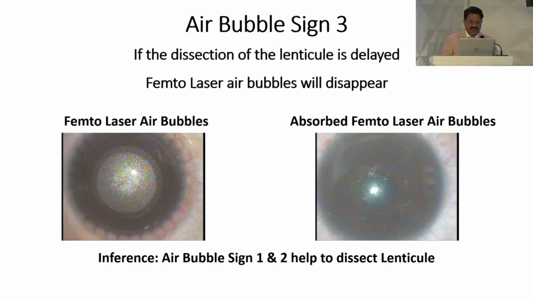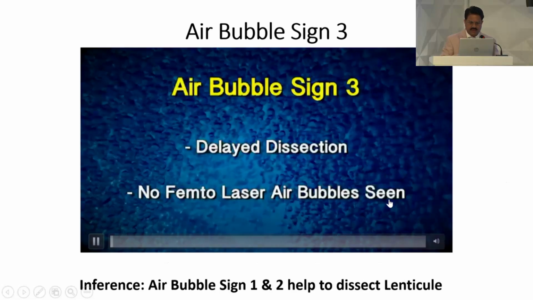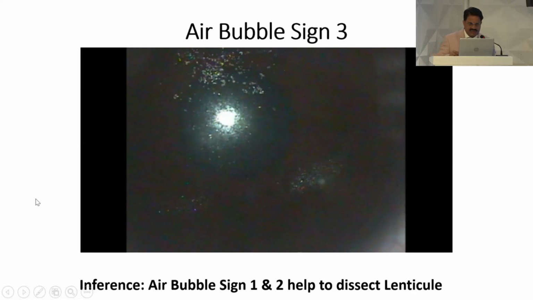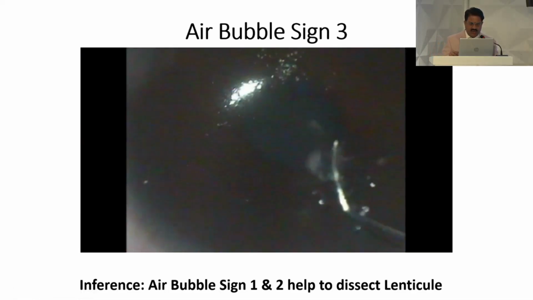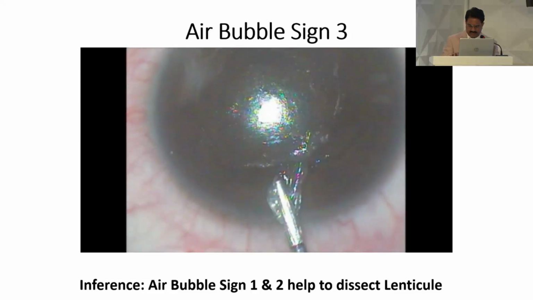Air bubble sign 3: if the dissection of the lenticule is delayed, femtolaser air bubbles will disappear. You can take help of air bubble signs 1 and 2 to dissect this lenticule. As you can see on the right side, there is hardly any air bubble seen. In the video, you will realize that there are no air bubbles seen even under high magnification. Air bubble signs 1 and 2 are used to do dissection and retrieve the lenticule.